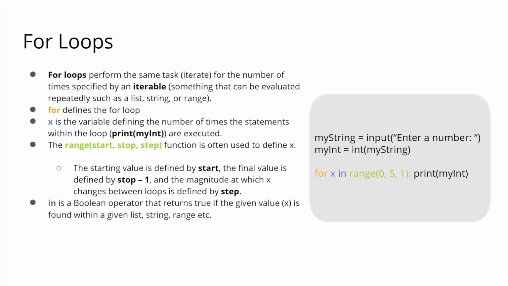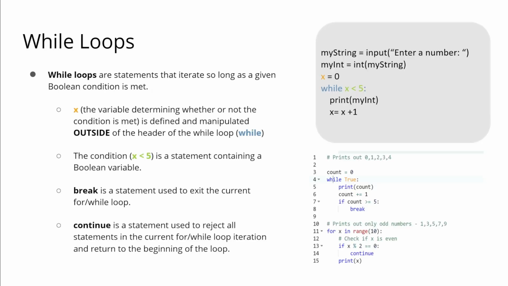The range start, stop, step function is often used to define x. The starting value is defined by start, the final value is defined by stop minus 1, and the magnitude at which x changes between loops is defined by step. In is a boolean operator that returns true if the given value x is found within a given list, string, range, etc.